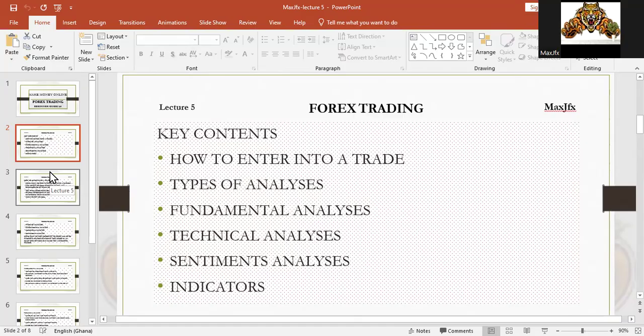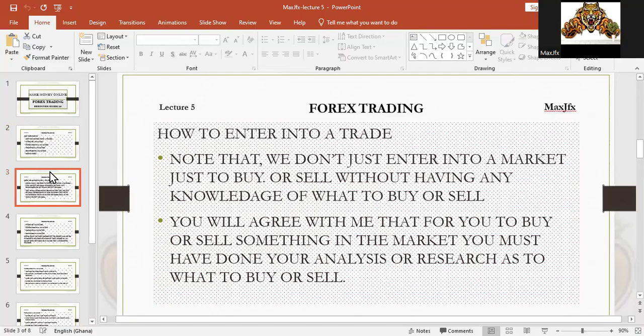Okay, so how to enter into a trade? Note that we don't just enter into a market to buy or sell without having any knowledge of what to buy or sell. And the second point is that you agree with me that for you to buy or sell something in the market, you must have done your analysis or research as to what to buy or sell. This is basic knowledge, even for the normal market where we go to buy stuff.